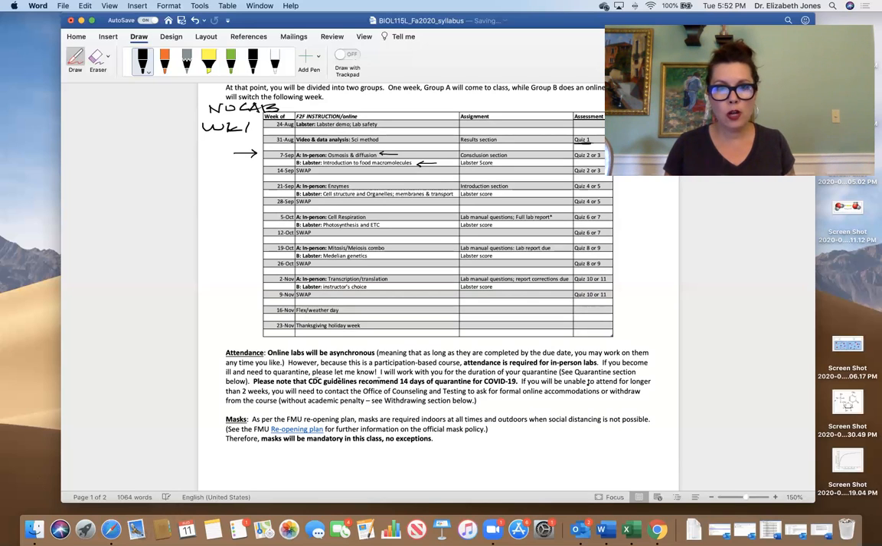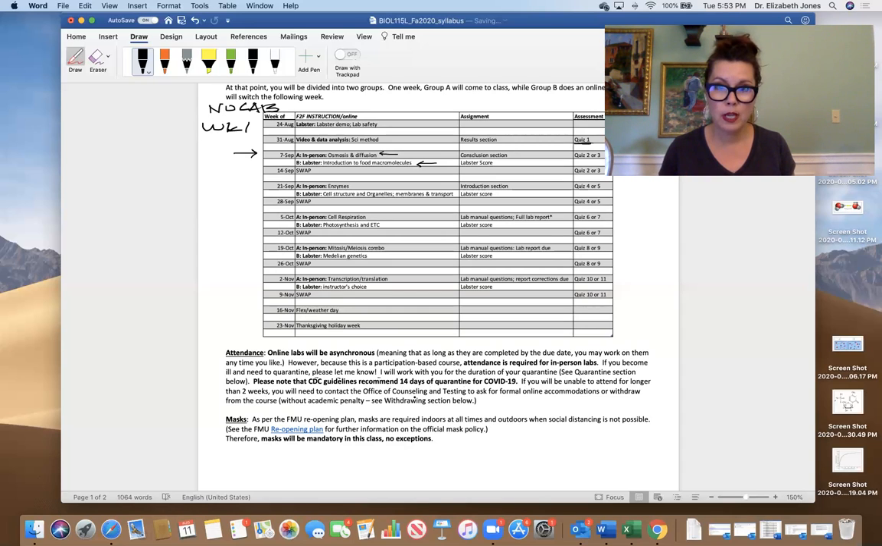Now, what you need to note is that according to CDC guidelines, if you suspect that you've been exposed to COVID or you have tested positive for COVID, you are supposed to quarantine for 14 days. So there's a couple different ways that we will make things up, and we'll talk about those a little bit later.